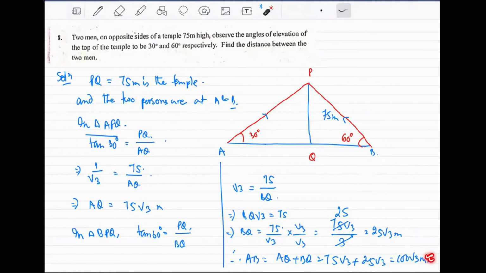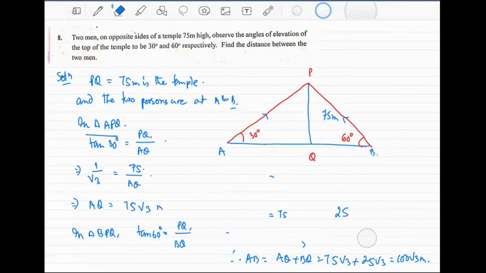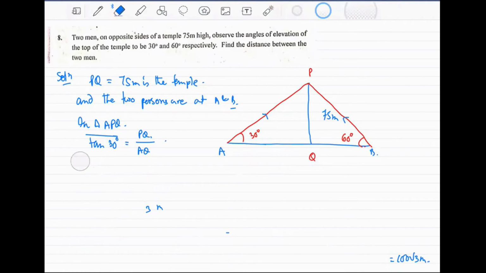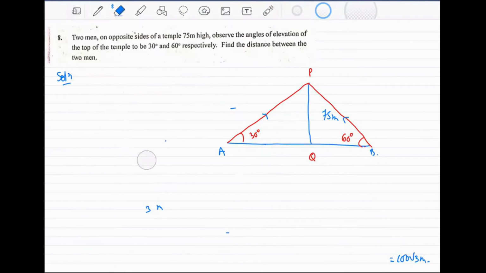You can say here after this, the distance between the two persons is 100 root 3 meter. You all put down a sentence here after this. We have obtained 100 root 3, right? AB. What does the AB represent? One person is right here, another person is right here. So this is the distance between the two persons, right? Like the question asks.